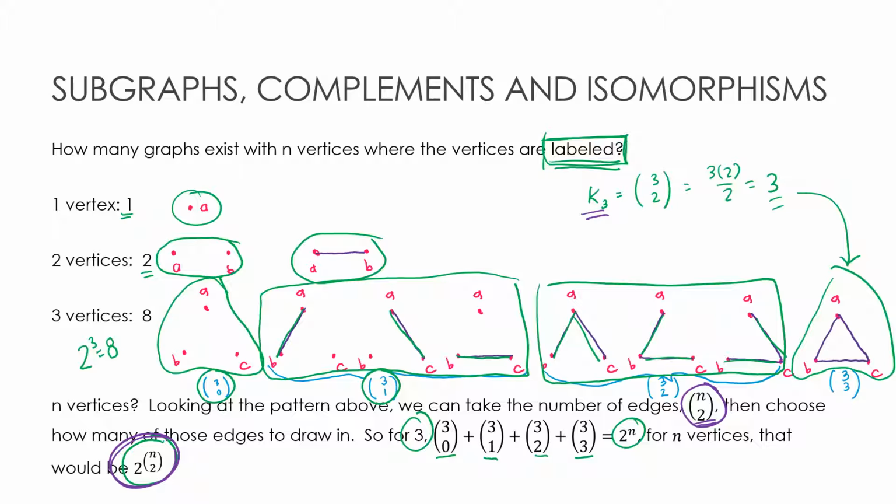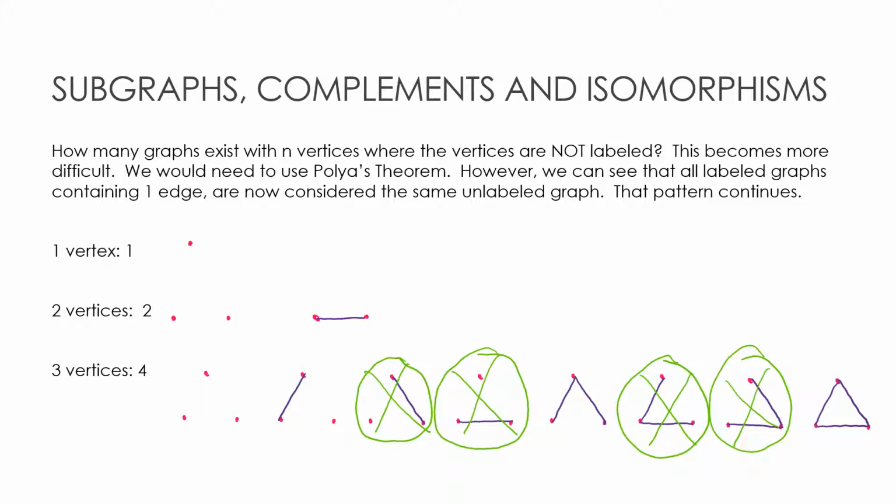For 2 vertices, there's just one edge that I can draw in. So that's 2 to the first, which is 2. If I looked at 4, the complete graph K4, it has 4 choose 2 total edges that I could draw. That's 4 times 3 divided by 2, which is 6. So 2 to the 6th would be the number of different graphs that exist with labeled vertices for a K4. I specified last time that we were talking specifically about labeled vertices.